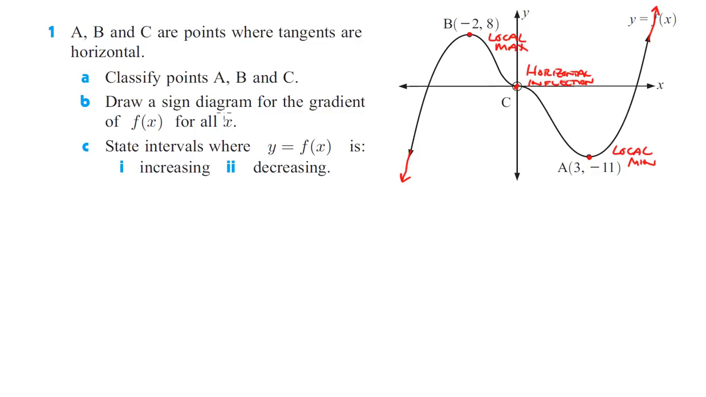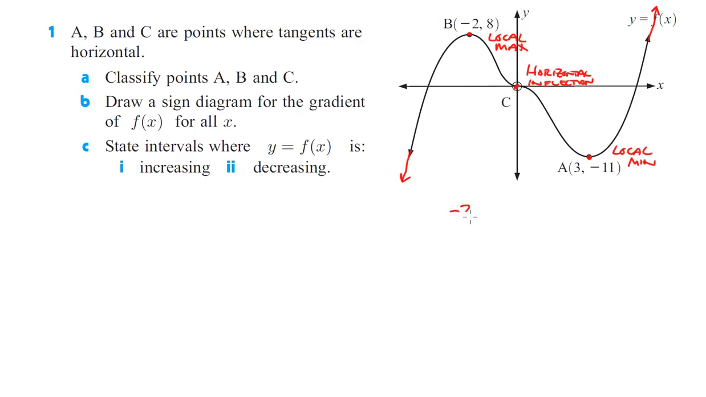Draw a sign diagram for the gradient of f of x for all the x's. Alright, now, not too super worried about the sign diagrams, but just in case it happens to show up on your IB test, let's draw one. Basically, we want to write down the x values of all of our turning points, where it stops going up and starts going down, our inflection points, and also our local minimums and maximums, all that kind of stuff. Okay, so we can even write it right here underneath.